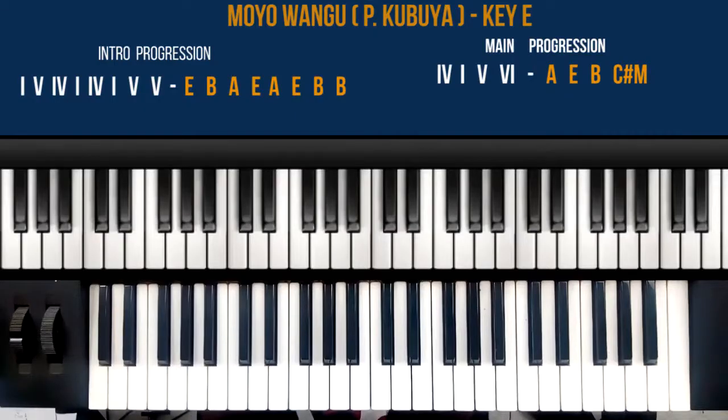I will start off with the quick part of the tutorial. The key of the song is key E. The verse and the chorus have the same chord progression. The intro has a different chord progression from the one on the verses and the choruses. So I will start off with the intro, and then I will show you how to play the main chord progression of the verses and the choruses.